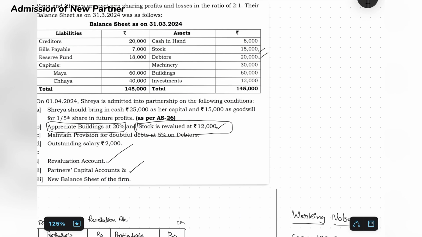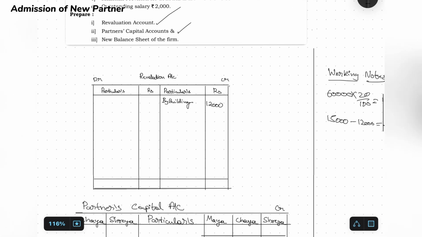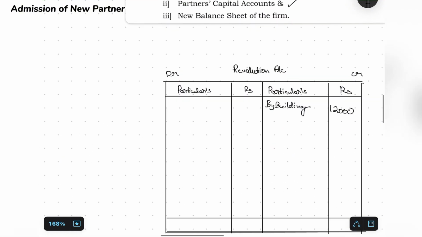Next adjustment is stock revalued to 12,000. Here I can see the stock value is 15,000. So before admitting the partner, stock value was 15,000, and after admitting the partner, stock value is 12,000. The difference is 3,000. That means stock value has decreased by 3,000 rupees. A decrease in the asset is a loss for the company.